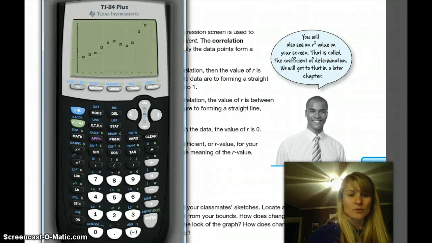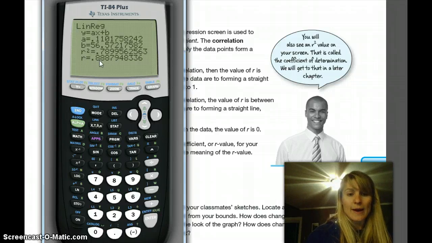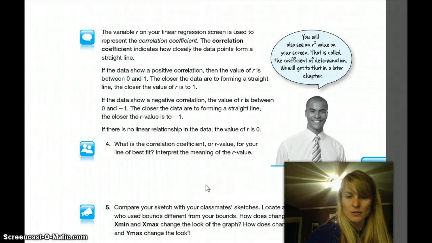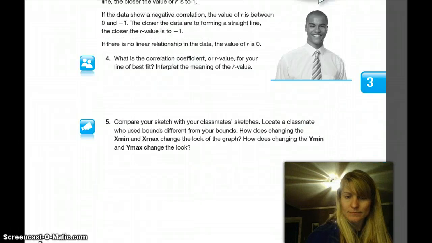So if we go back to our calculator here, and let's quit this, we go to our R value. The closer this is to 1, the more correlated it is. So you want to use this number here for your answer for 4. And 6 we'll have to do in class. Okay, so that's what I'd like for you to complete for today, 1 through 4.